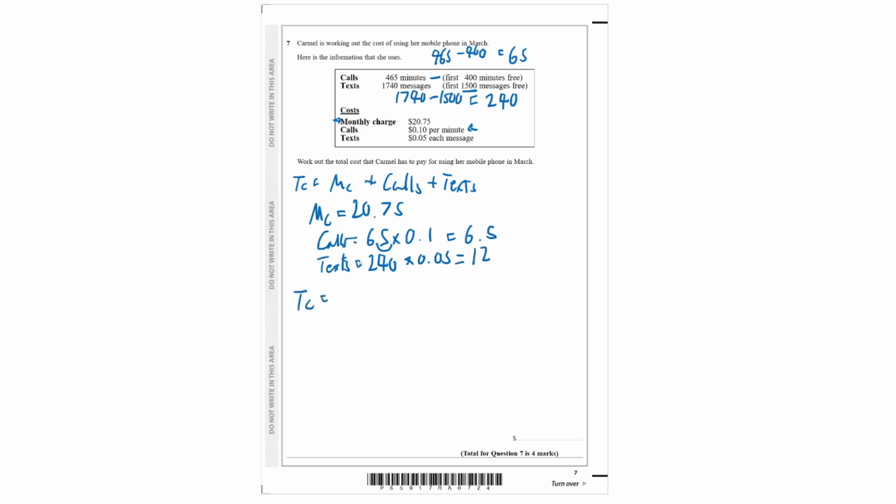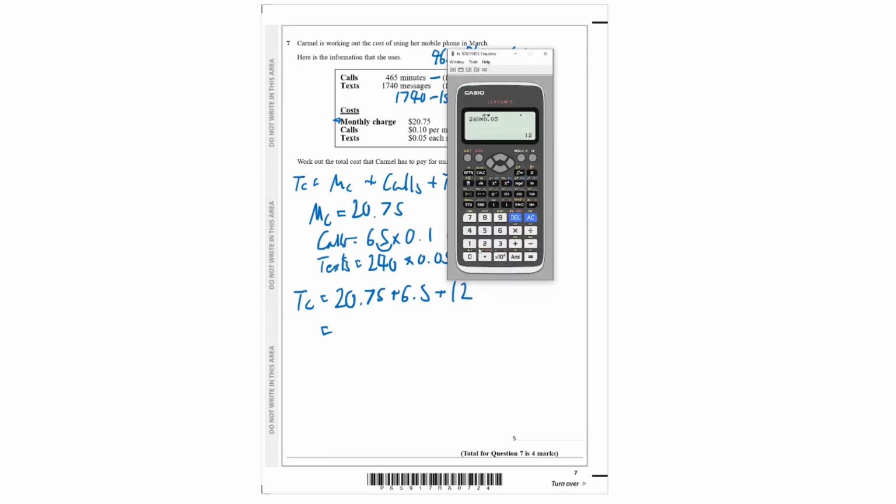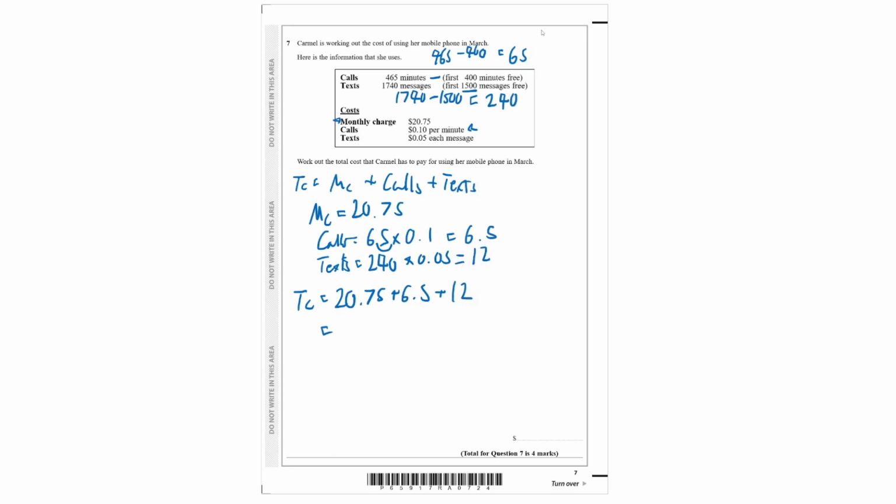The total cost is the monthly charge of 20.75 plus calls, which is 6.5, plus texts, which is 12. We can then put this into a calculator to find our answer. We have 20.75 plus 6.5 plus 12, which gives us 39.25.